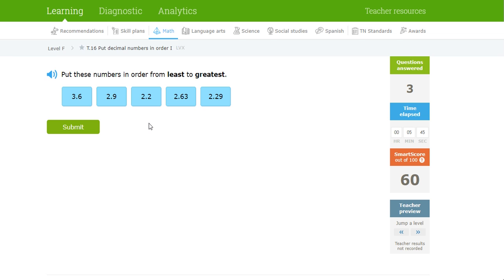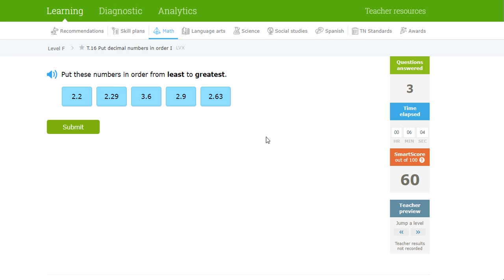So let me explain a little bit more what I mean. If I'm putting this from least to greatest, this is definitely the least because it's 2.2. The next is actually going to be 2.29 because now I'm saying that I have 2/10 and 9 hundredths.